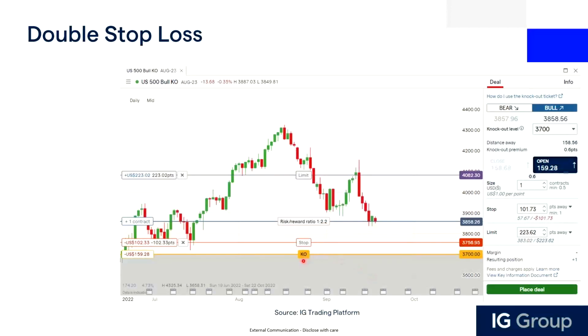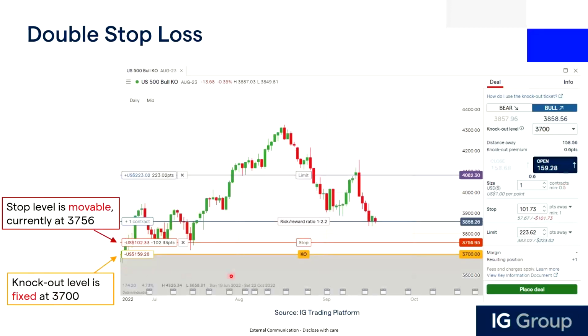So just take note that the knockout level is not amendable. Once you set this level and once you click on this place deal button, this level is fixed. You cannot go back to your position and amend the knockout level. It's a fixed level. But what you can amend is this stop level. You can amend the stop loss line, but you cannot amend the knockout line. So the only way to amend this line is to close the position and enter a new position. But just be very sure when you are trading, have this trade plan in mind already so that you don't need to go to such measures. And if you really need to amend the stop loss, it is still a function for you.